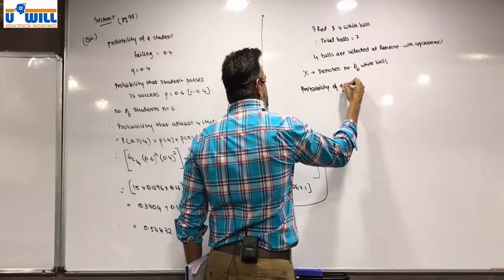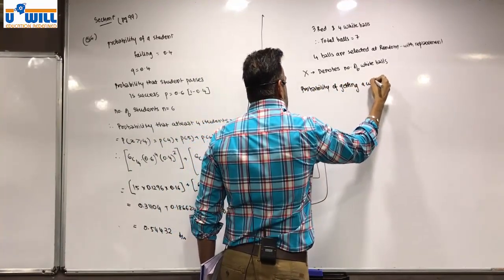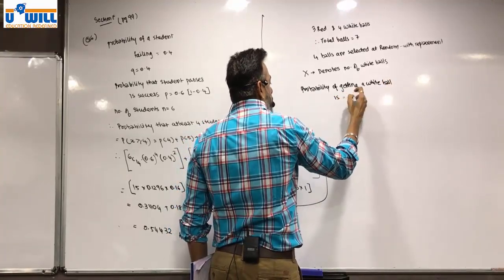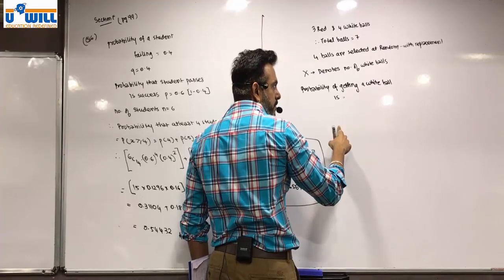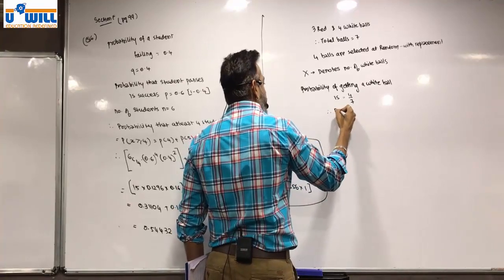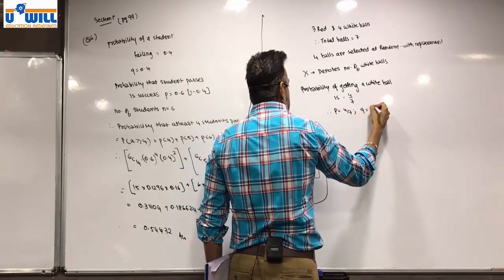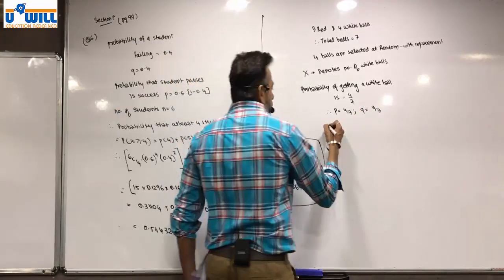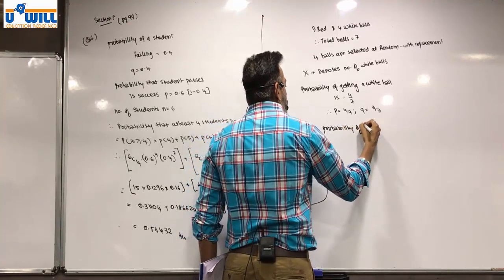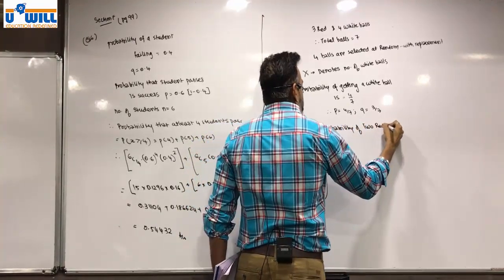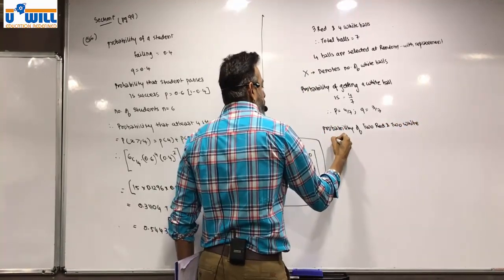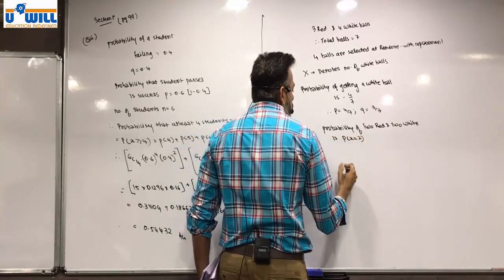Probability of getting a white ball is, what's the probability of getting a white ball? 4 out of 7. So therefore P is equal to 4 by 7. So Q is equal to 3 by 7. Probability of 2 red and 2 white is probability of x equal to 2.